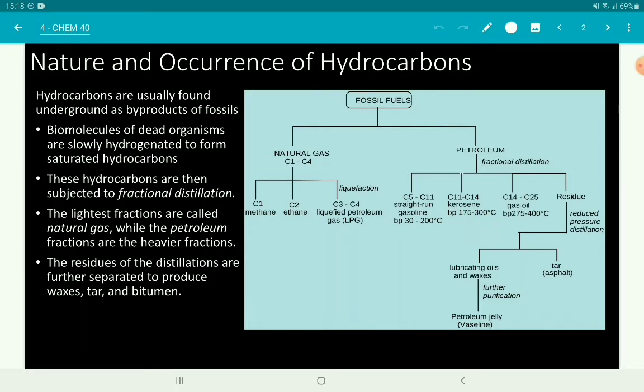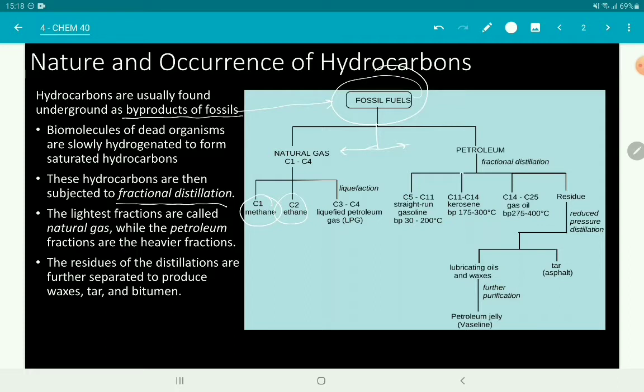So, hydrocarbons are usually found underground as byproducts of fossils or fossil fuels. So, fossil fuels, okay, are distilled fractionally. Okay? So, ang tawag doon ay fractional distillation. Fractional distillation is a distillation process wherein you separate the components of a mixture, especially a volatile mixture, by their molar mass. Kasi kapag mas mababa ang molar mass, mas mababa ang boiling point.